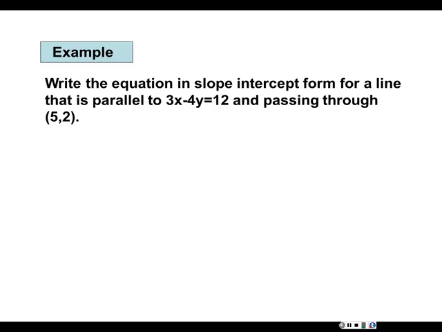And you know that the new line will be passing through (5, 2). Again, you know all the information right now for the point-slope form. Any question?